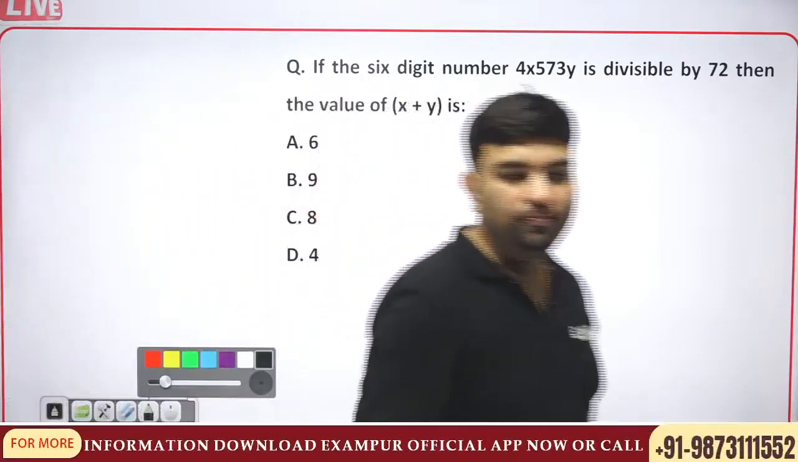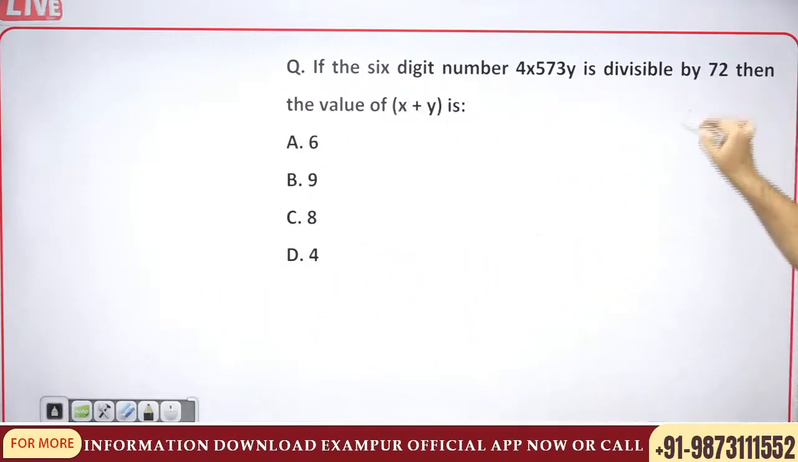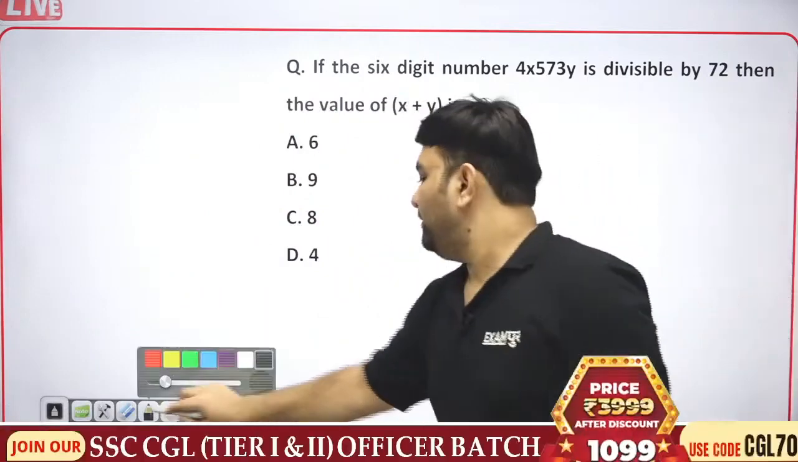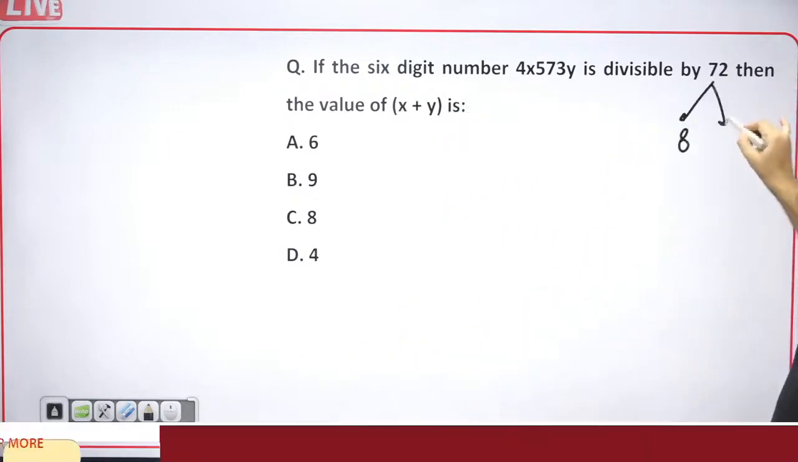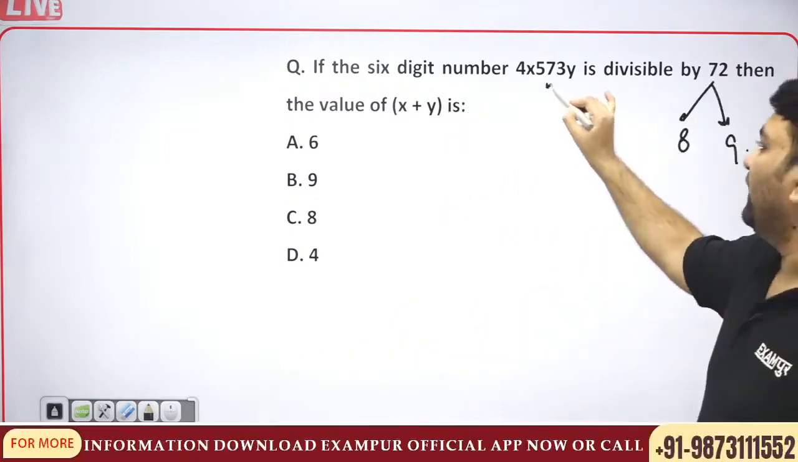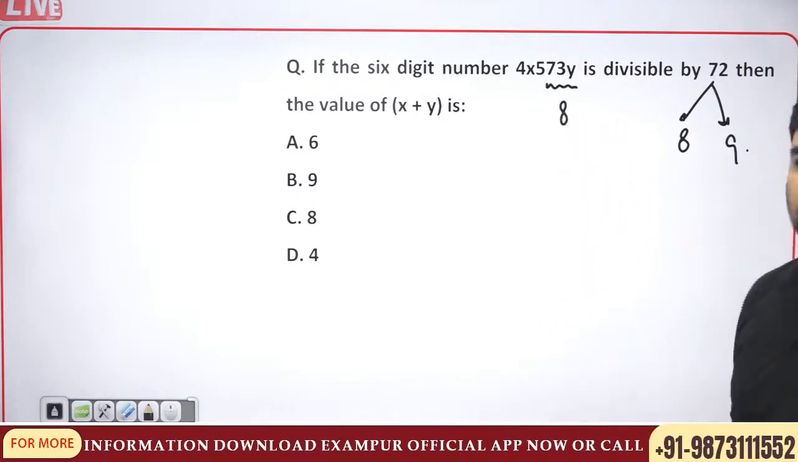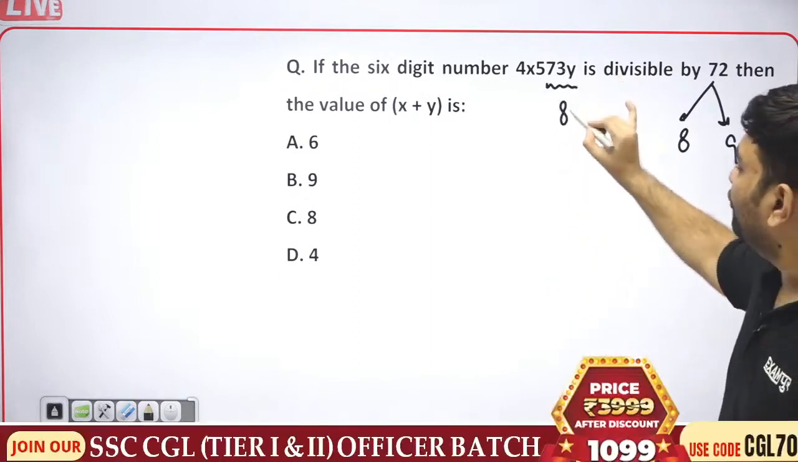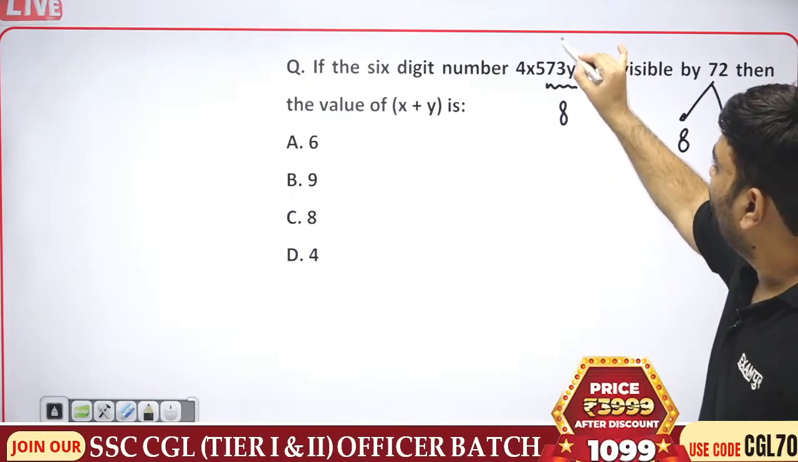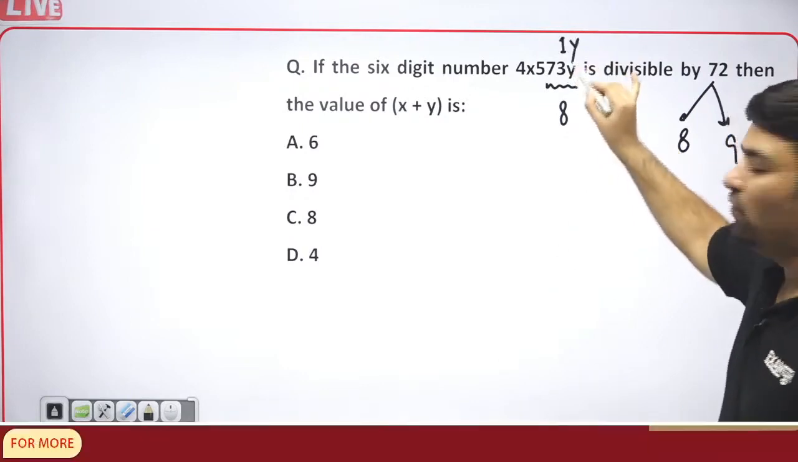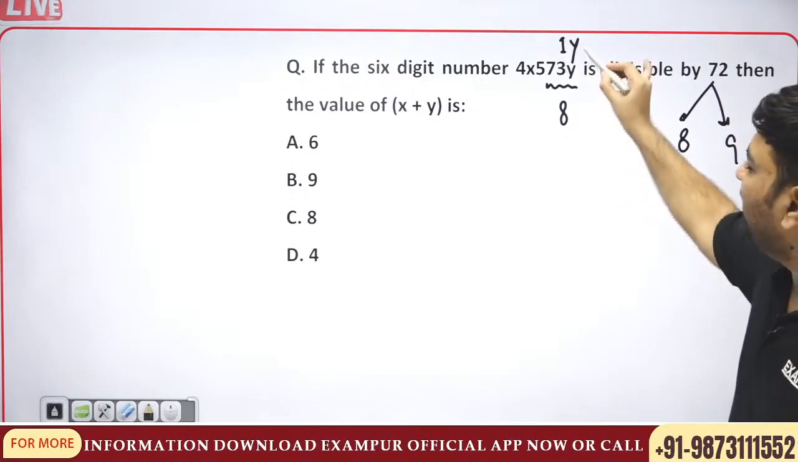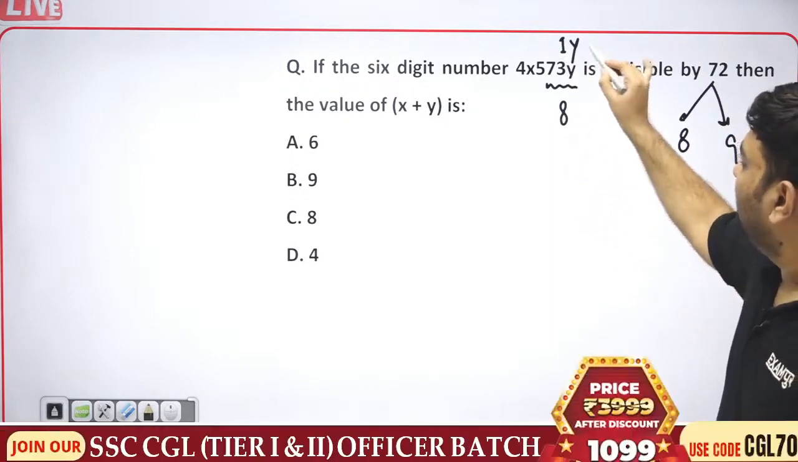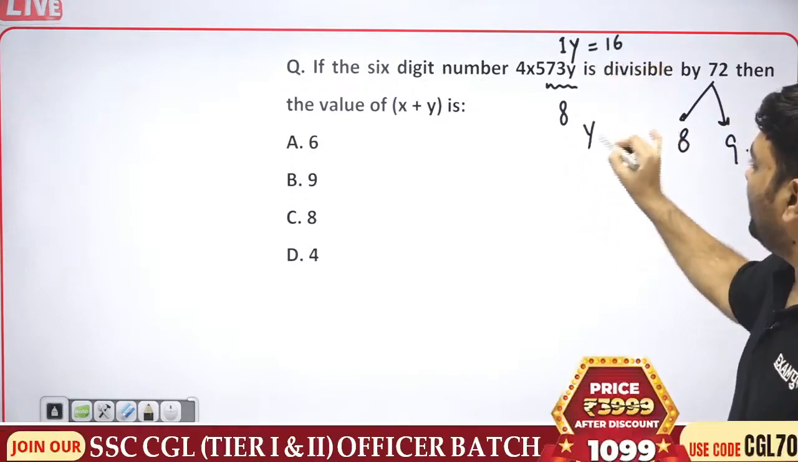The number is divisible by 72, so divisible by 8 and 9 both. For 8, check the last 3 digits. 8 nines are 72, 1 is the carry. What is the number in the line of 10 which is a multiple of 8? 16. So y is 6.